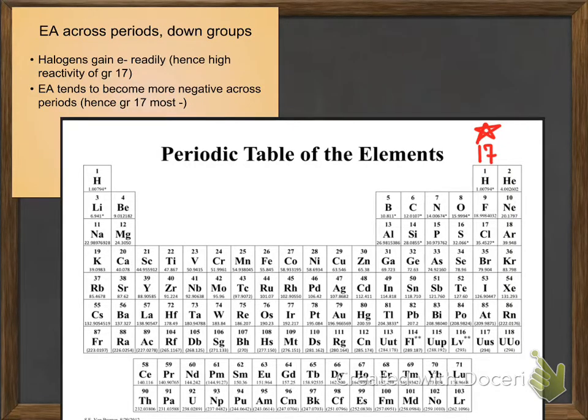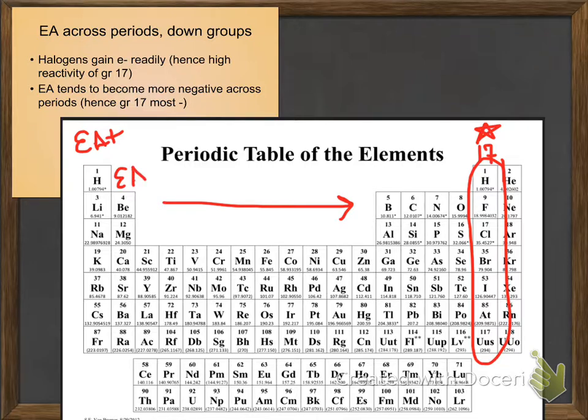Now, since we're talking about periodic trends, we should talk about periodic trends in electron affinity. The halogens, you already knew this, do a great job of gaining electrons. They're pros at it. So they have a high reactivity, and they also have a very negative electron affinity. In other words, they're much more stable with an added electron. EA tends to become more negative as we go across the period. And obviously, things in groups 1 and 2 have flat out positive EAs. There's no way they're going to take an electron.